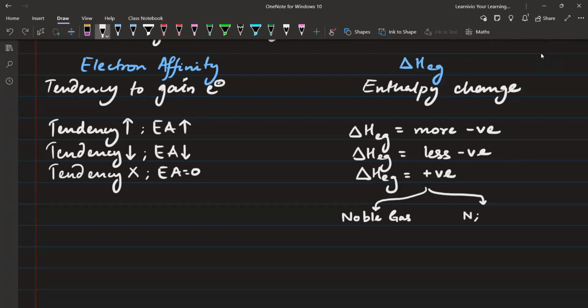It will be nitrogen, phosphorus, my bad, beryllium, and magnesium. These are the three elements in which we don't have any tendency to eat electron. The electron affinity is zero. Electron gain enthalpy is positive. That means they don't have any tendency to gain electron. But if you are going to give them electron, you will have to give energy in order to make them gain electron. So this is the relation between electron affinity and delta H.